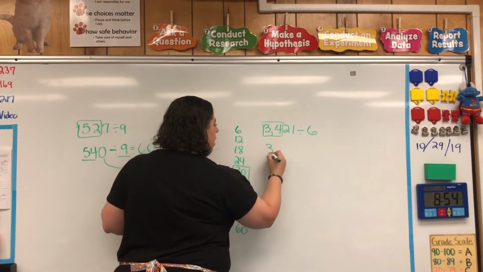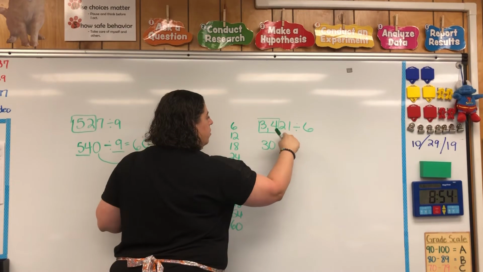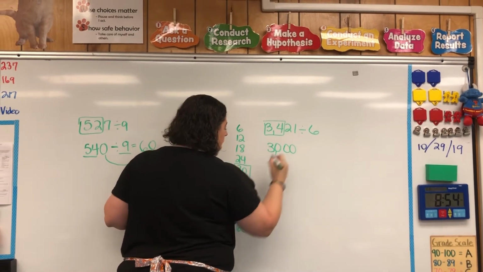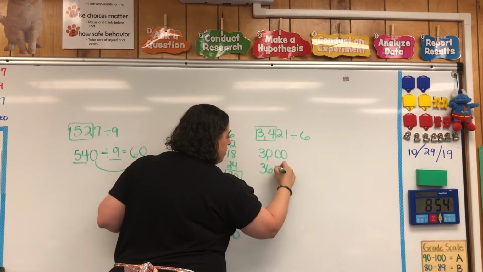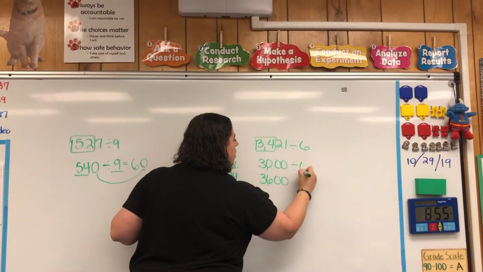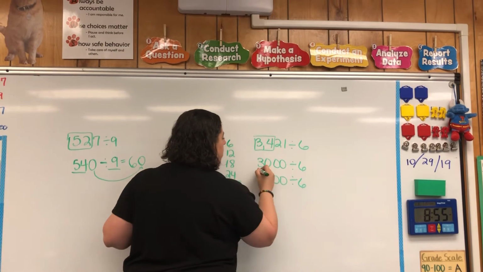So I'm going to make a 30, and I'm going to turn these two into zeros. And I'm going to take a 36, and I'm going to turn once again those two into zeros. And now I'm going to divide them by that 6 using the compatible numbers.